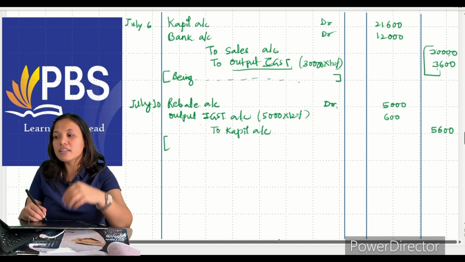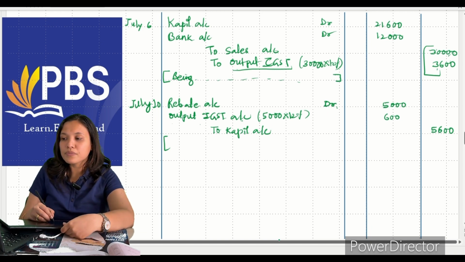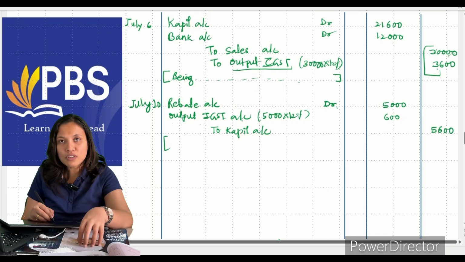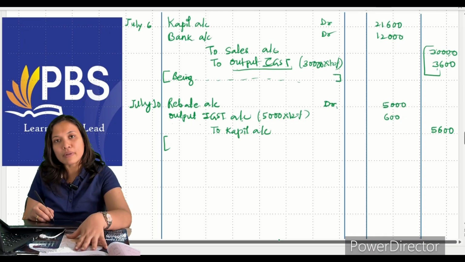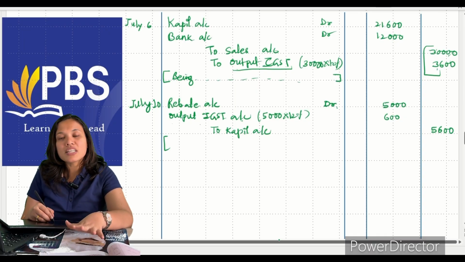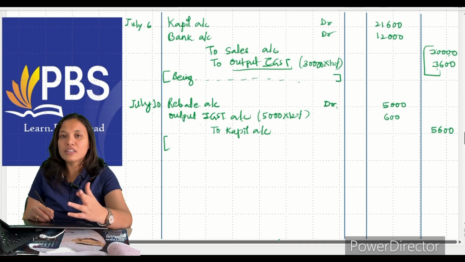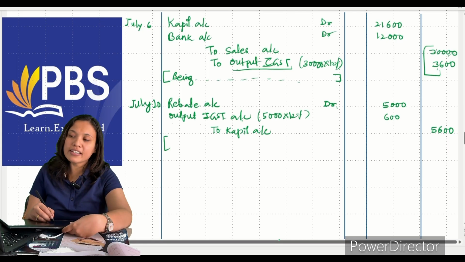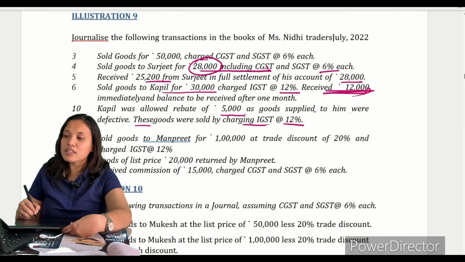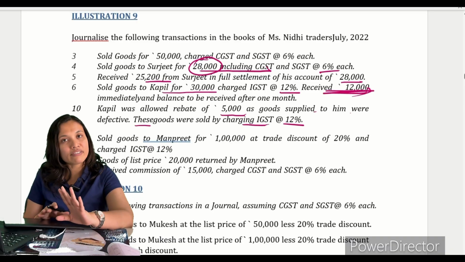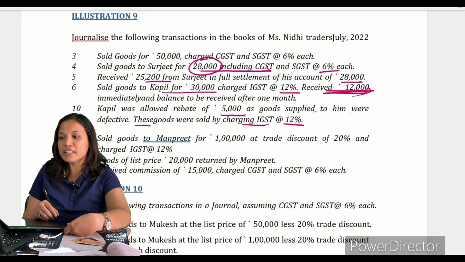Being rebate given on goods sold to Kapil. Output GST charged at the time of sale, now reversed. Why reversed? Only because it is defective goods. If rebate is in the normal cases, we will not reverse it. Hopefully I'm clear.